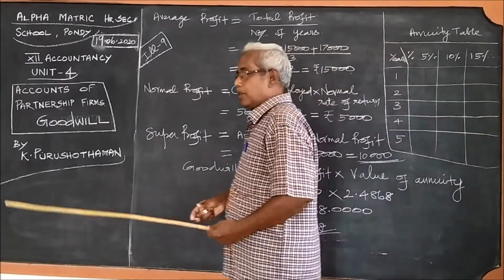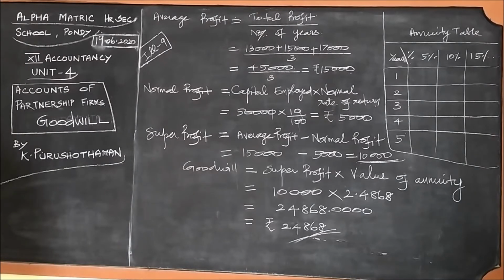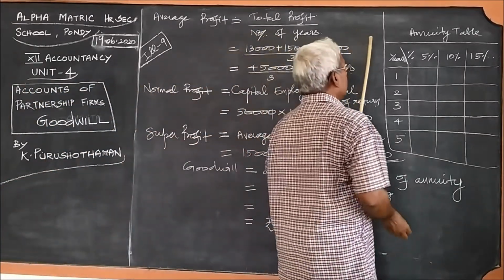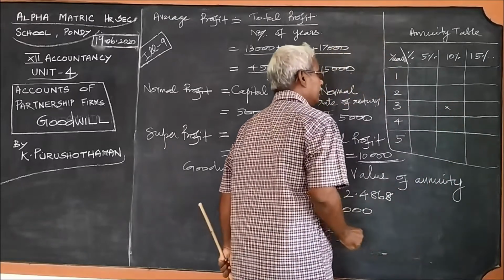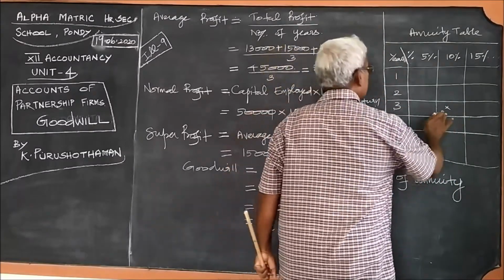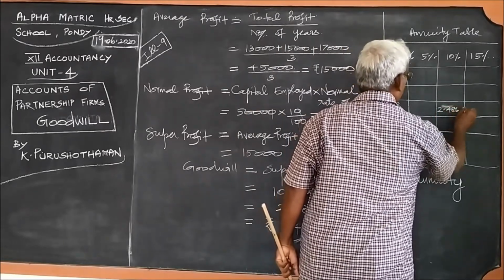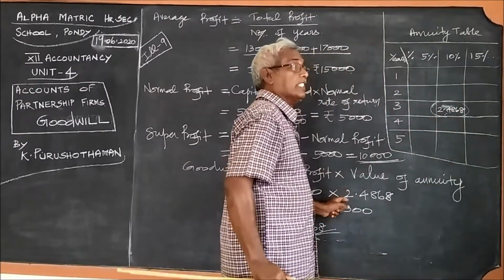In this problem, you can find in the illustration, 3 years at 10%. What is the value given here? The value given here is 2.4868. From this table, this value is taken and it is written here.